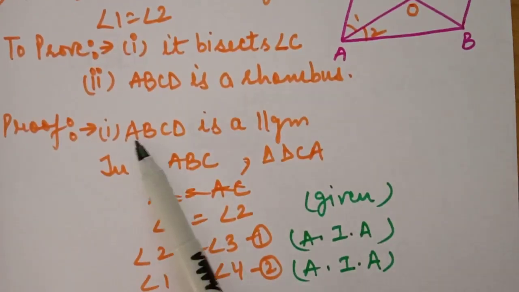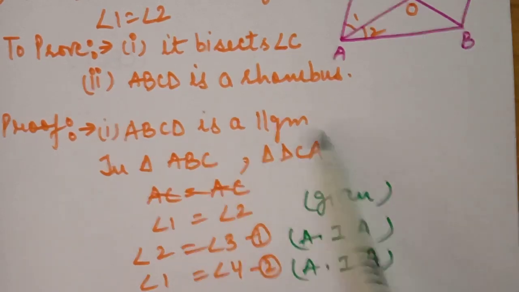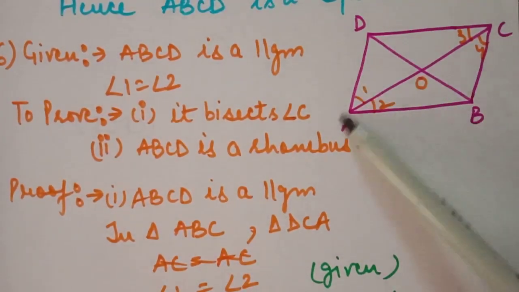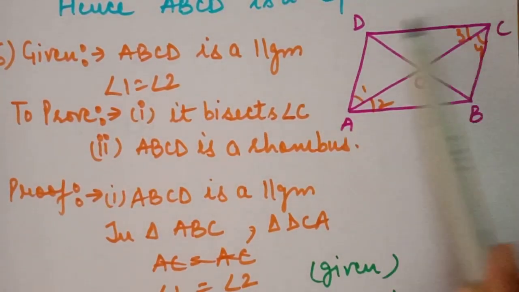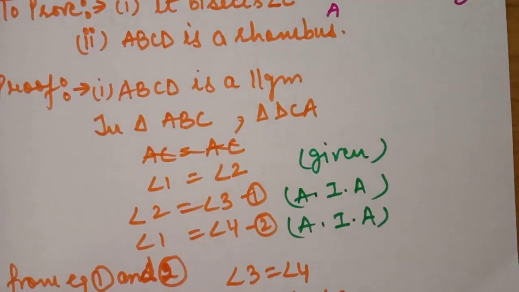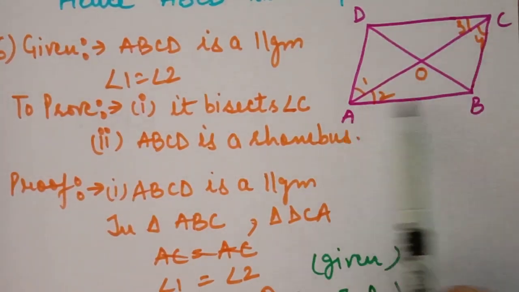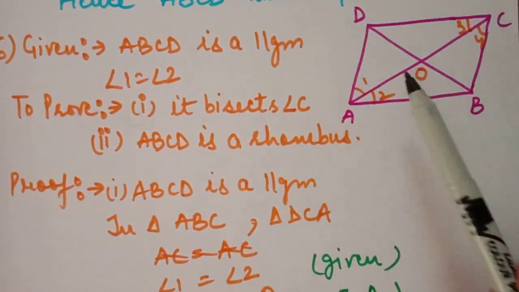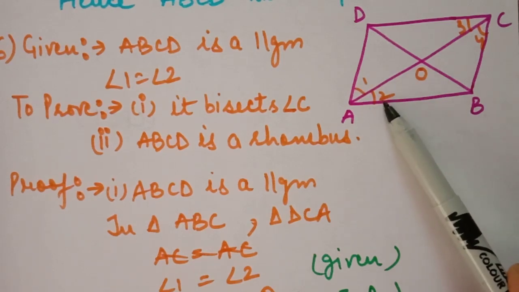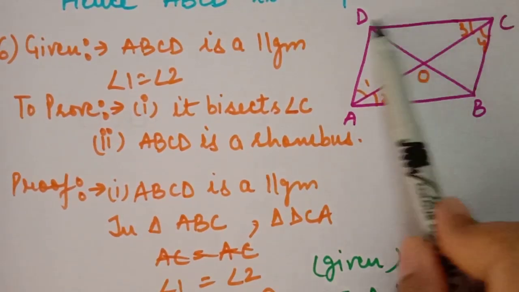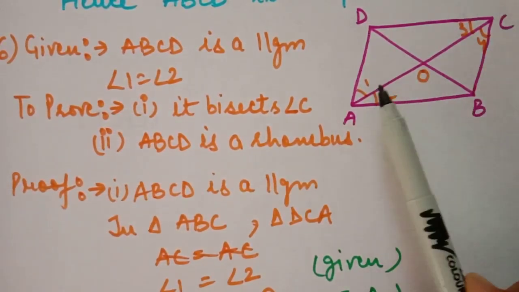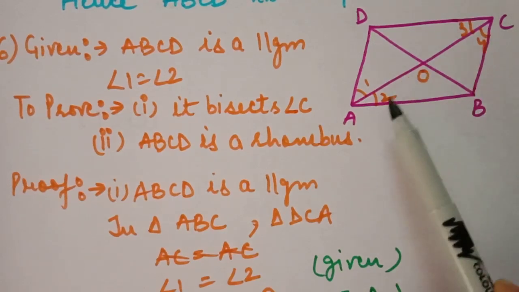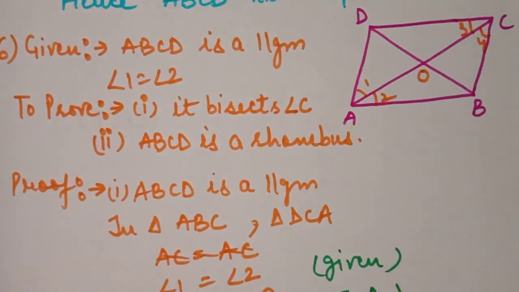For proof, we know that ABCD is a parallelogram. So, in triangle ABC and triangle DCA, in both triangle ABC and DCA, angle 1 and angle 2 are equal to each other because it is given. But ABCD is a parallelogram, so if these two sides are parallel, then this is a transversal line. Angle 1 is equal to angle 4 and angle 2 is equal to angle 3 because of alternate interior angles.